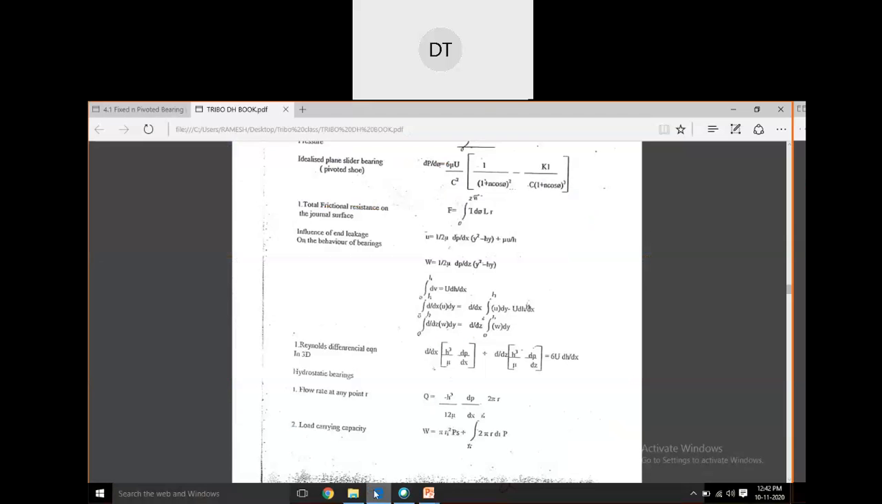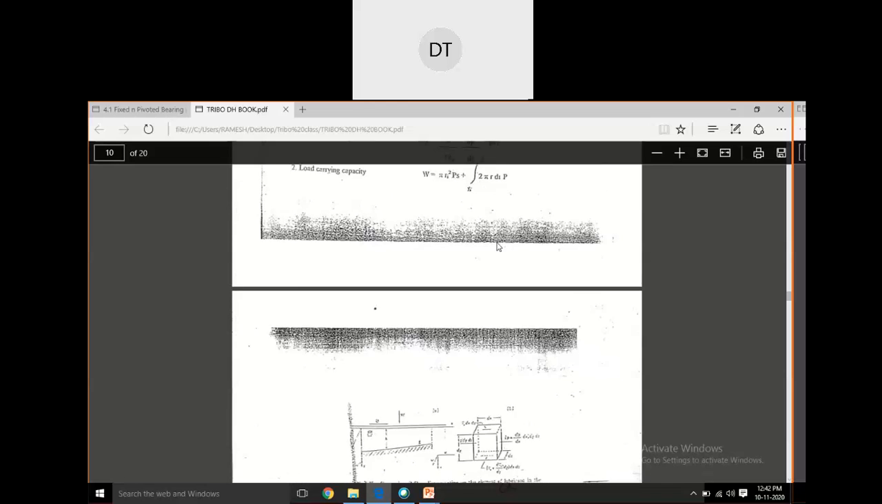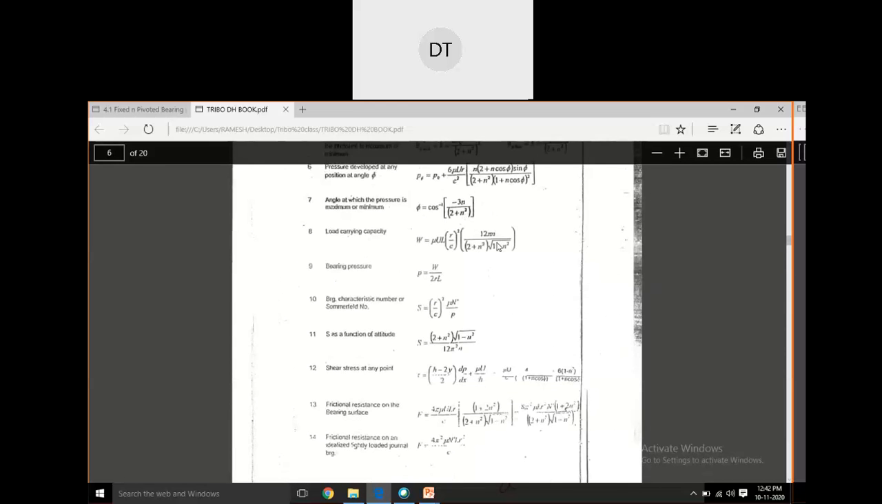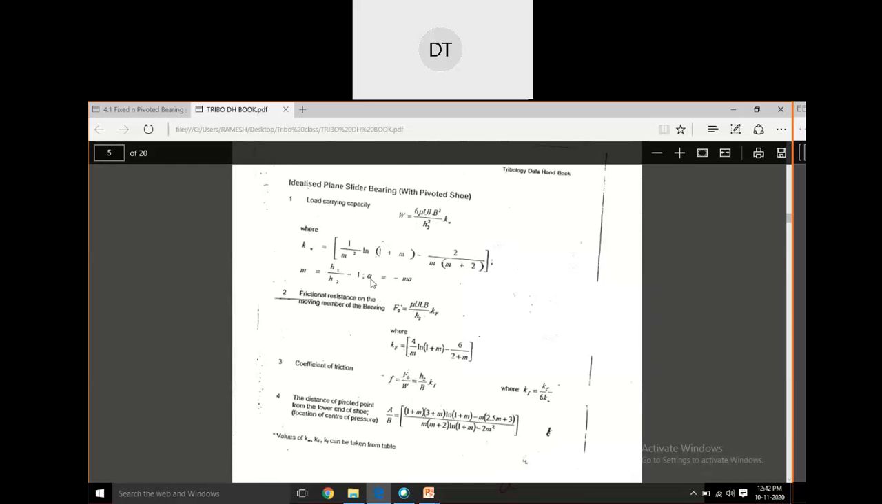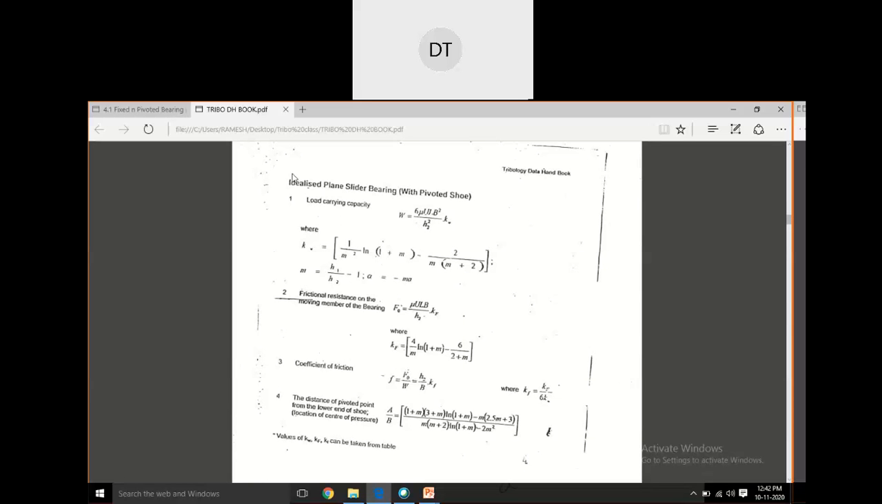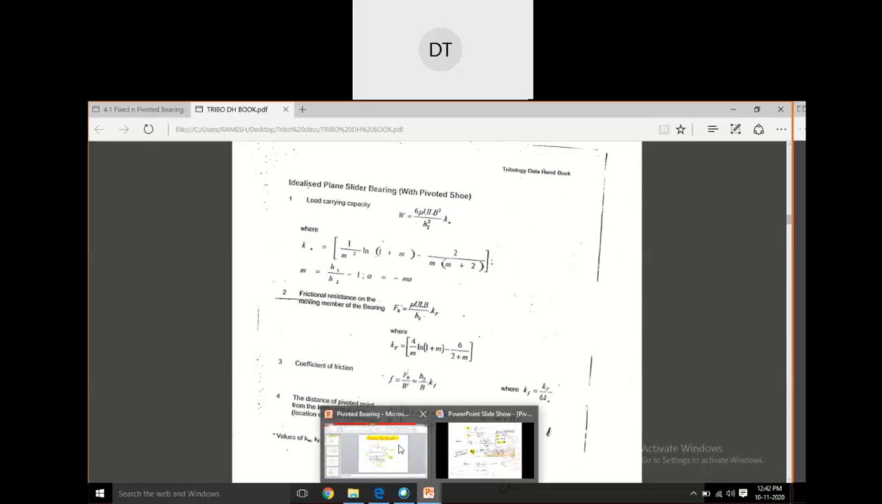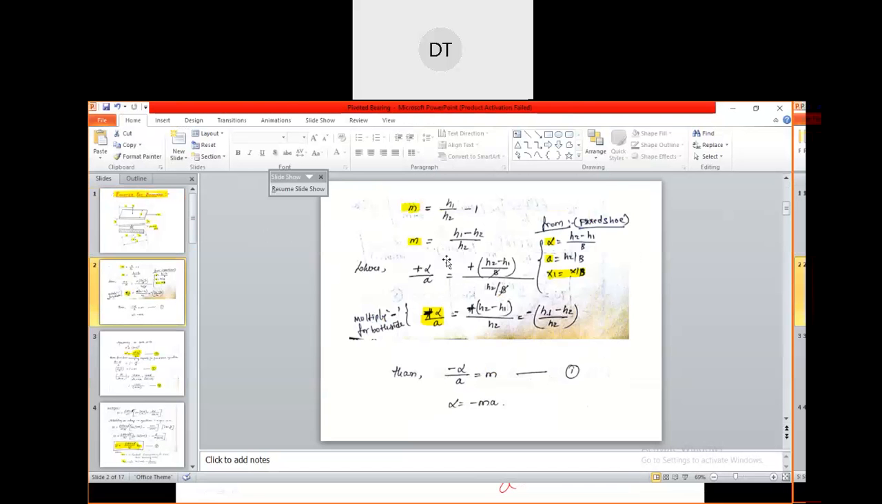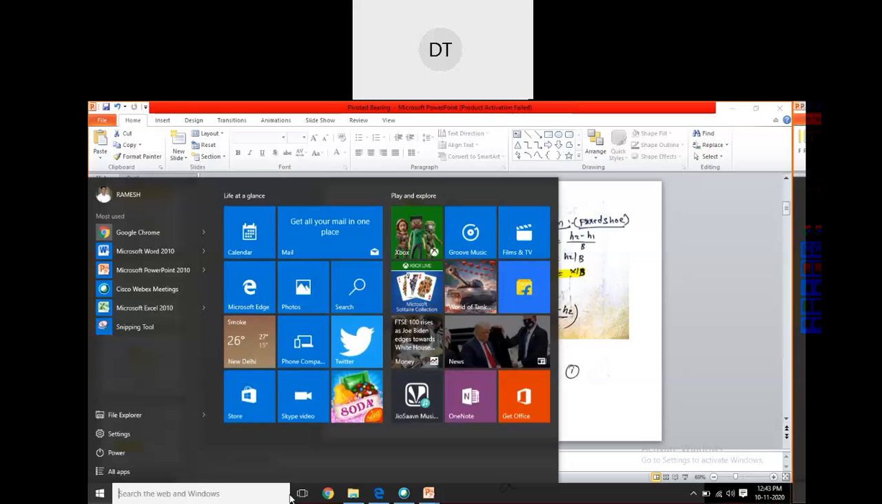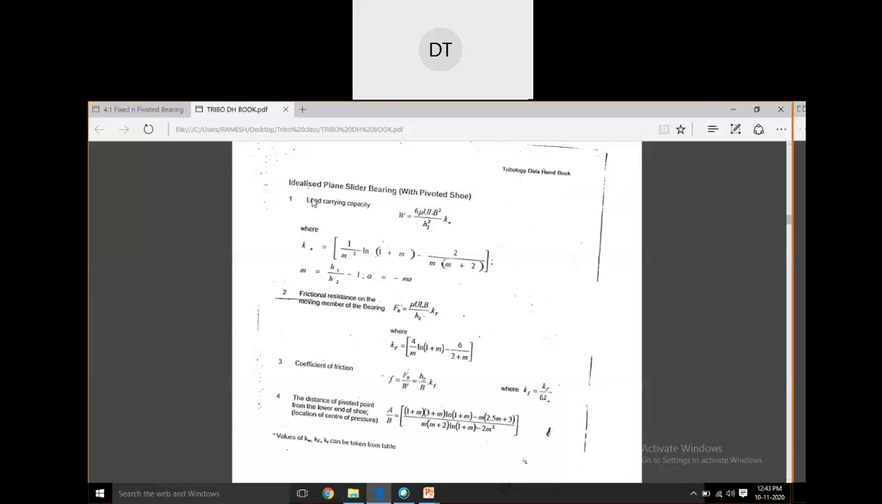See in the data handbook. So it's a pivoted shoe. Here alpha is equal to, so the m value they gave, m is equal to h1 by h2 minus 1. That is what I have taken here. See here, it is also there in the data handbook. These values are also in the data handbook. So I simplified: alpha is equal to minus m by a, which is in the data handbook. That is what I derived.